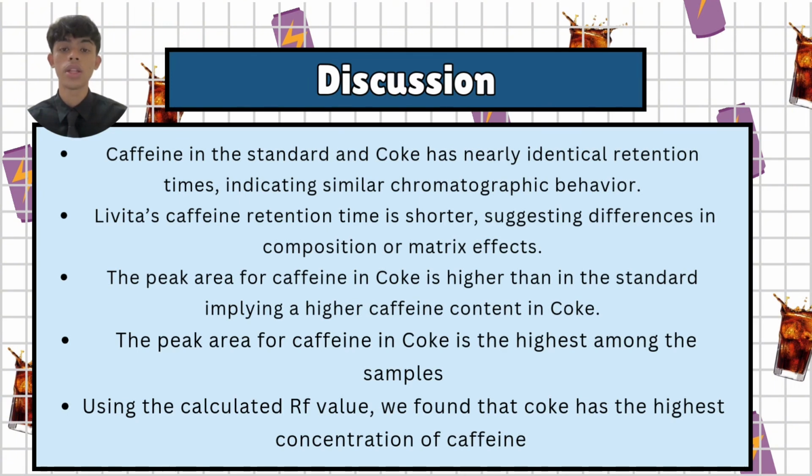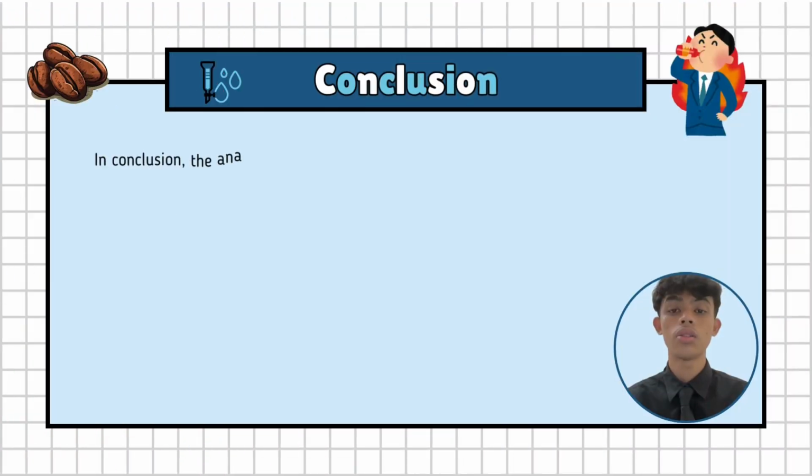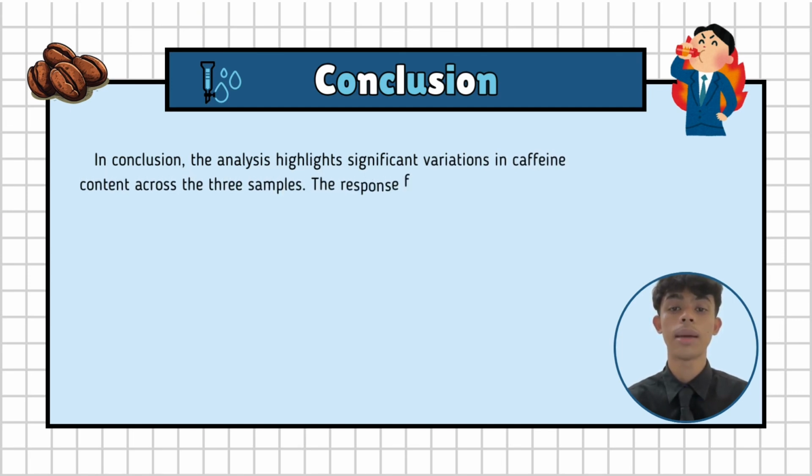Using the RF value that we have calculated, we found that Coke has the highest concentration of caffeine by comparing all the peak areas of caffeine between the three samples. These results show that the HPLC method successfully separated the caffeine from other components in the soft drink, and all the retention times were identified. In conclusion, the analysis highlights the significant variation of caffeine content across the three samples.